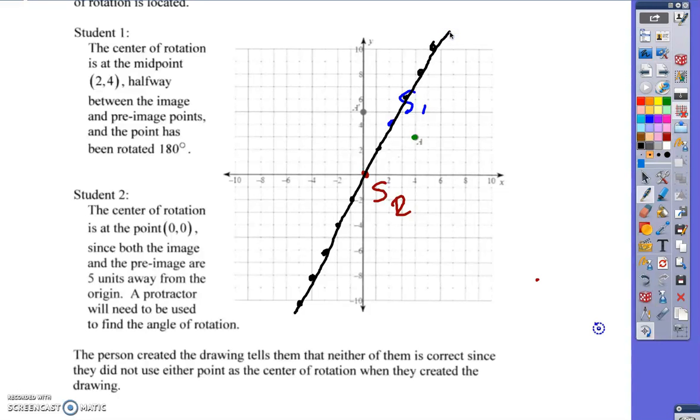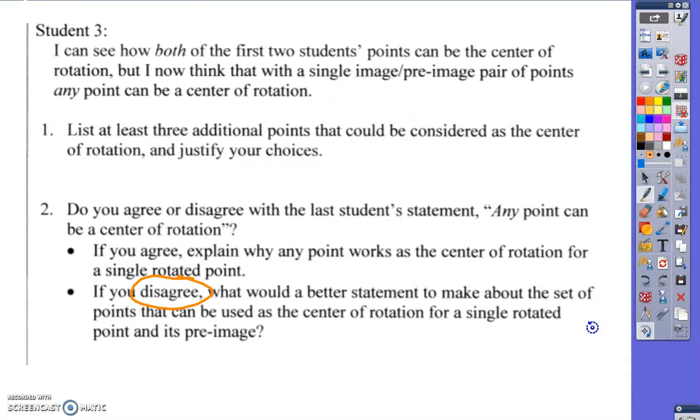So that line turns out to be the line of reflection if I reflected A onto A prime. And any point on the line of reflection can be a center of rotation from one point onto the other. It's pretty dang cool. So this is what I would say. Any point on the line of reflection for a single rotated point in its pre-image can be. It has to be on the line of reflection, but they will all work. And so something like that is what you need to be writing here.